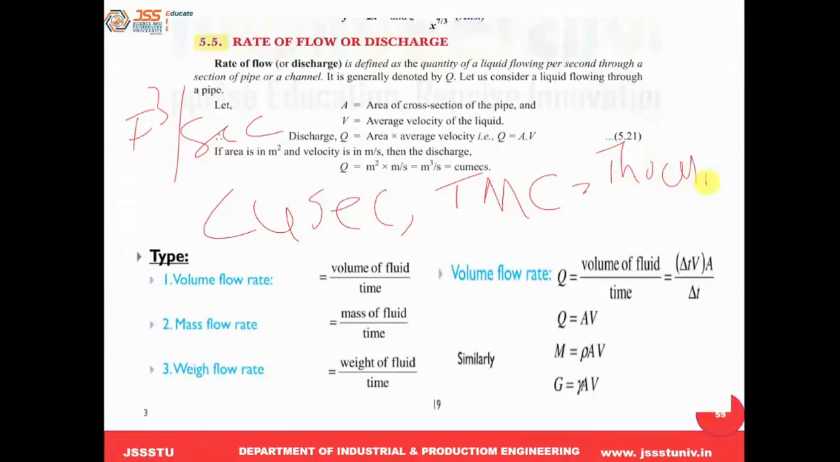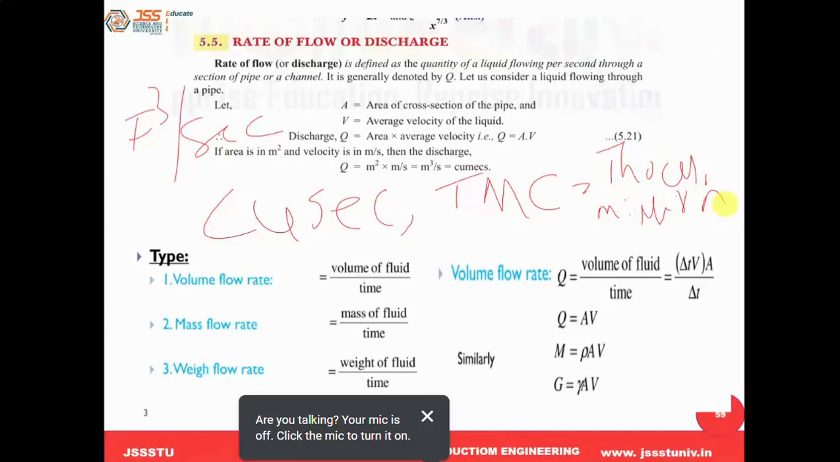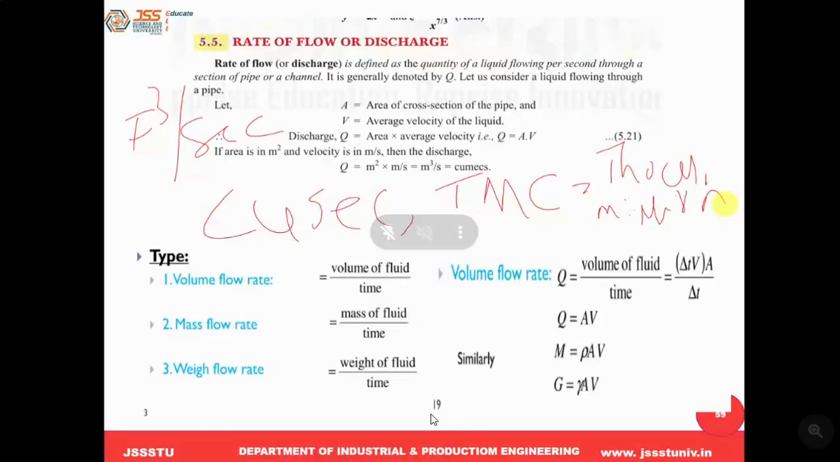1000 million cubic feet per second. 1000 million, not 1 million, 1000 million cubic feet per second. That is called TMC. Keep this in mind. We measure in terms of Qsec and TMC. So these are the two popular units to measure the high flow volume rate of the fluid.